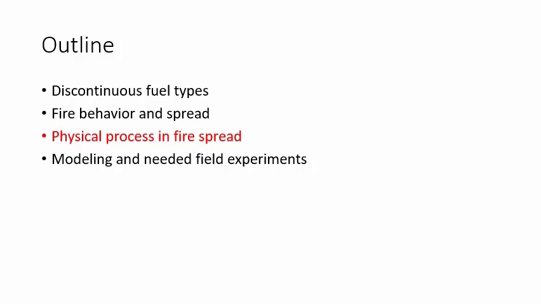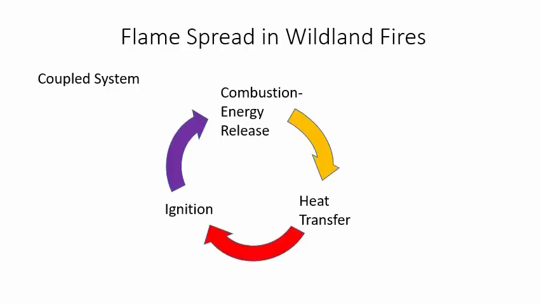Let's talk about physical processes in fire spread. So wildland fire spread is what's called a coupled system. We have three main pieces of it. One is the combustion and energy release at the top. When something burns, it releases energy. Some of that energy is heat, and some of that heat is then transferred to fuel particles ahead of the fire, just like we've seen. And if those are heated sufficiently, at sufficient rate to overcome natural cooling, then the ignition takes place. As those start to burn, they release energy, and the entire circle of life continues for fire.